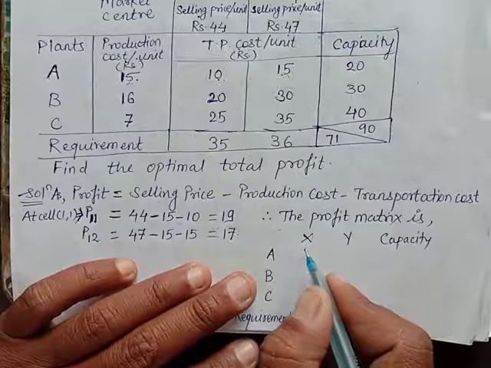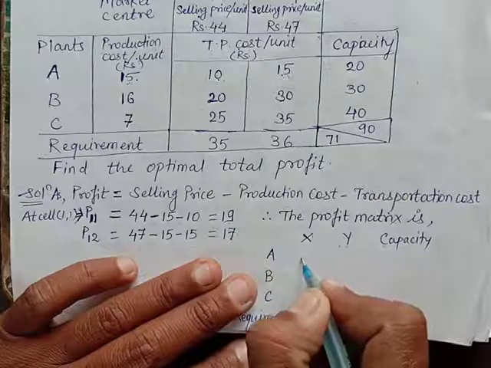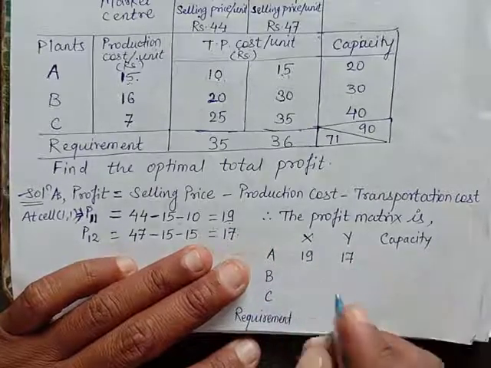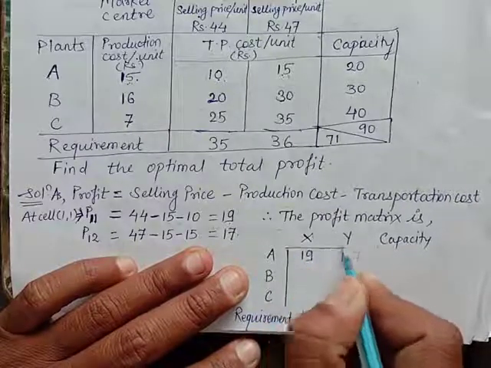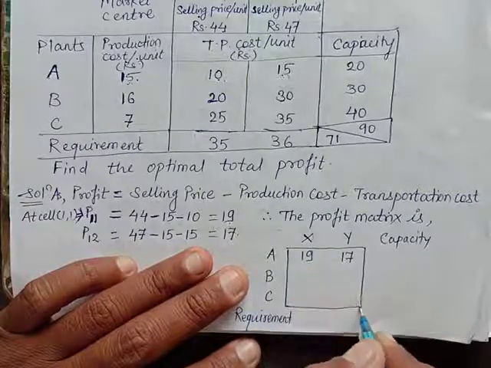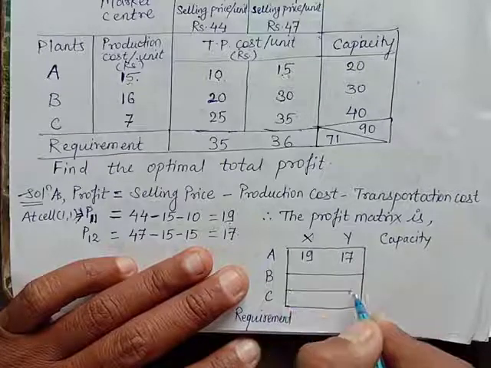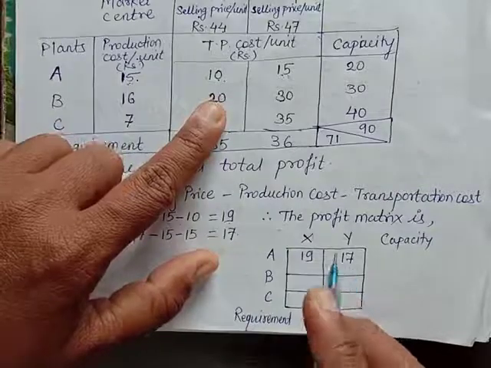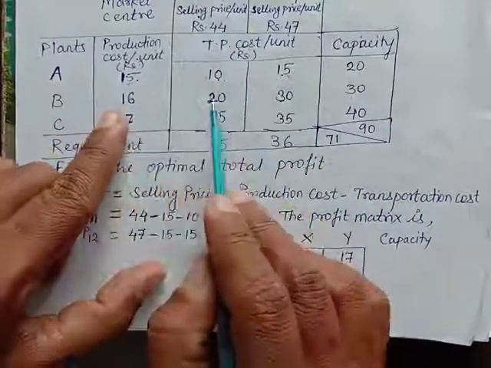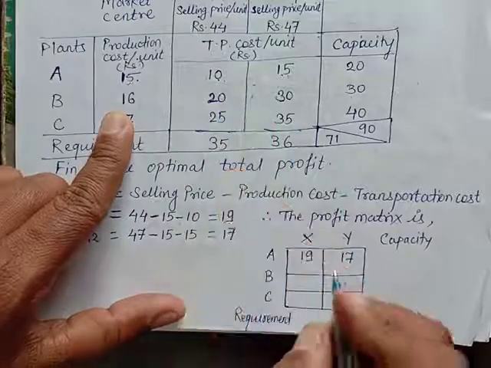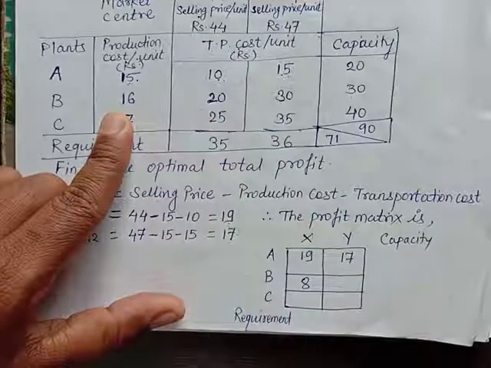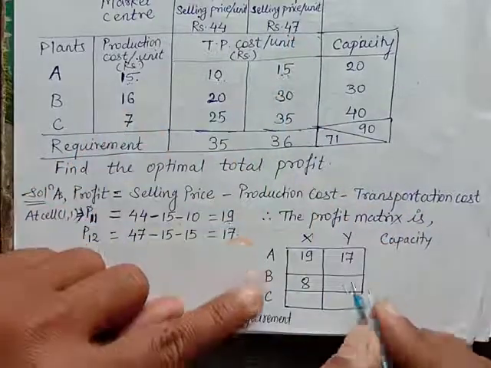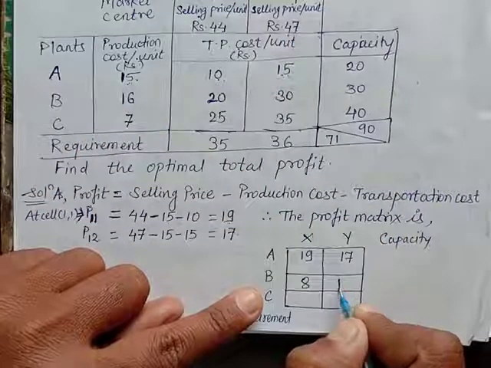So at X, first profit will be 19, then here it will be 17. Fine. Here let me prepare a box. Okay, again for this one let's find out 44 minus 16 minus 20. So that is how much? 8. It will be 8. Again 47 minus 16 minus 30. So it will be 1.